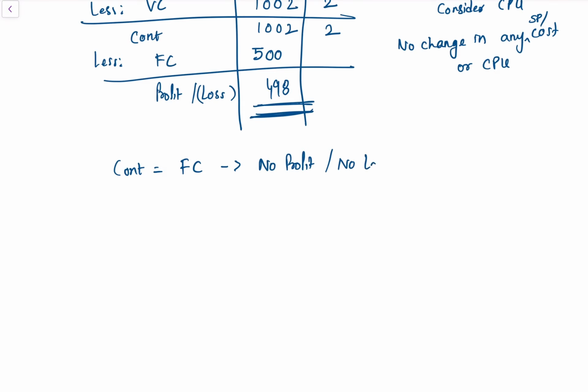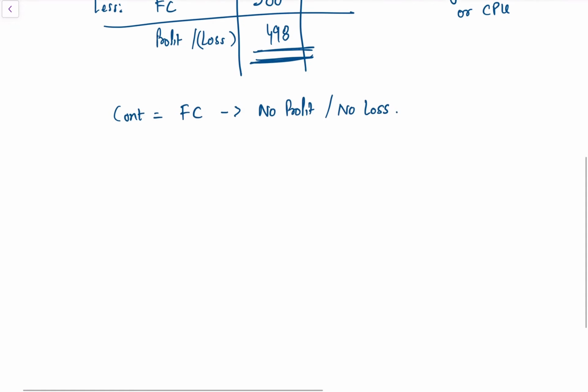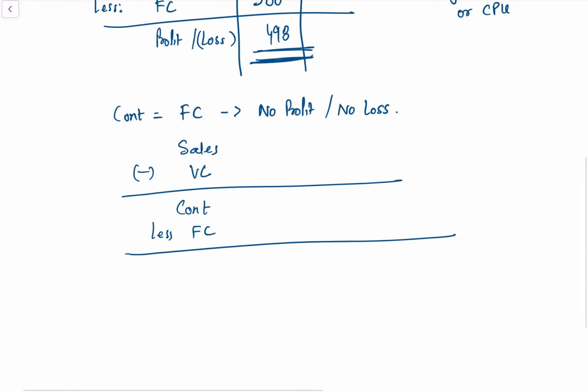No loss. What does it mean? That is one point of sale. So if we take the same example above, sales less variable cost is contribution, less fixed cost is, we don't have any profit or loss. I will write your profit or loss in rupees. There is zero. No profit, no loss.